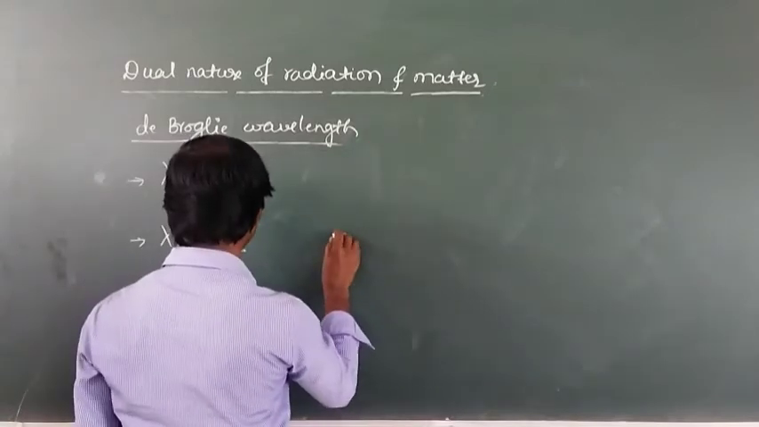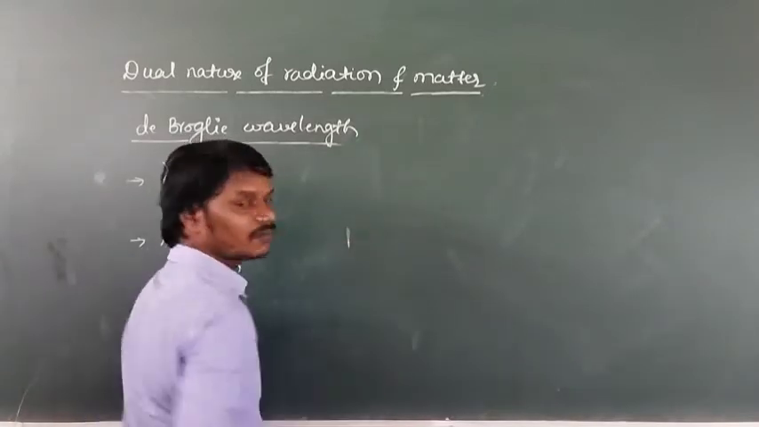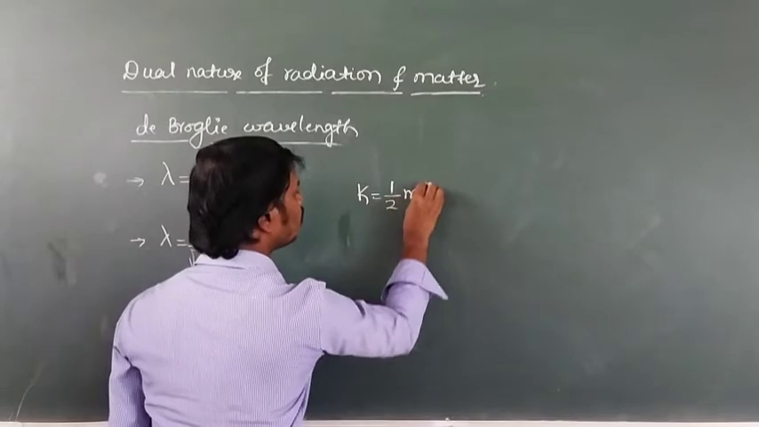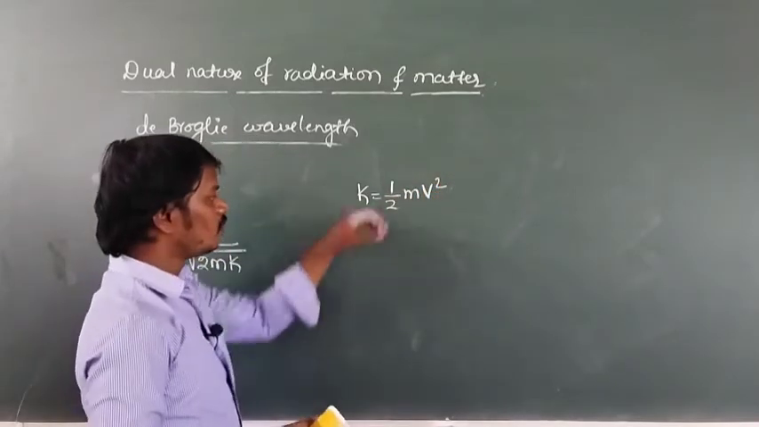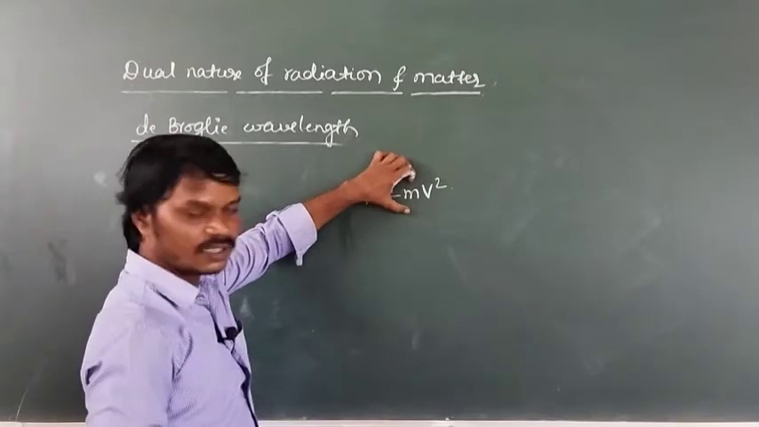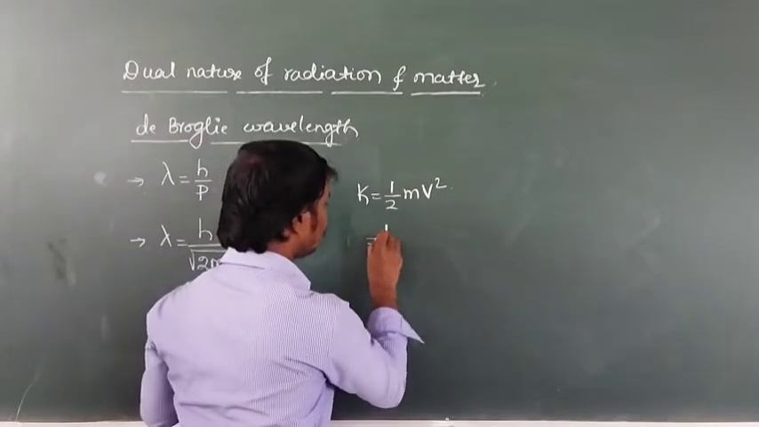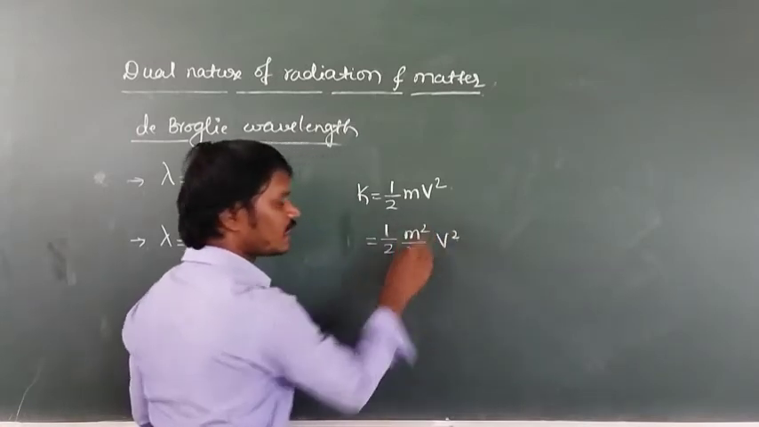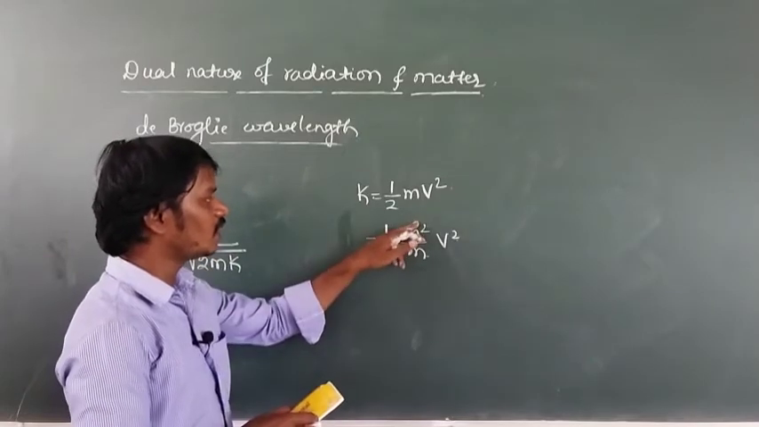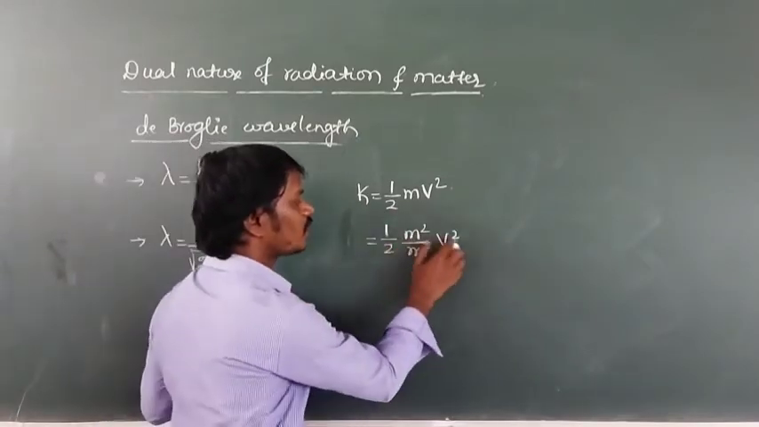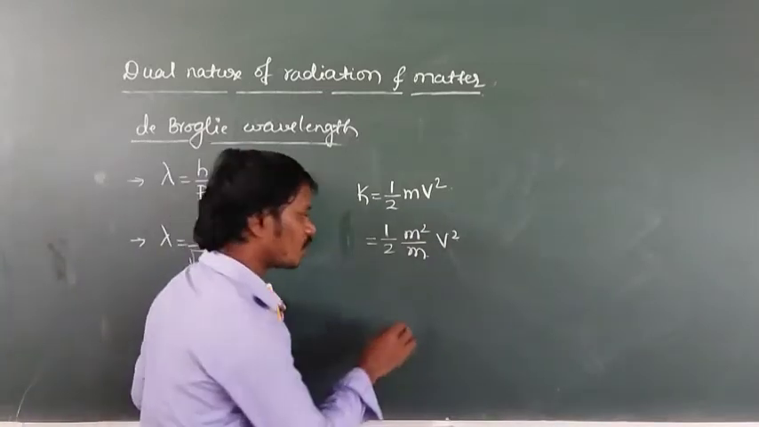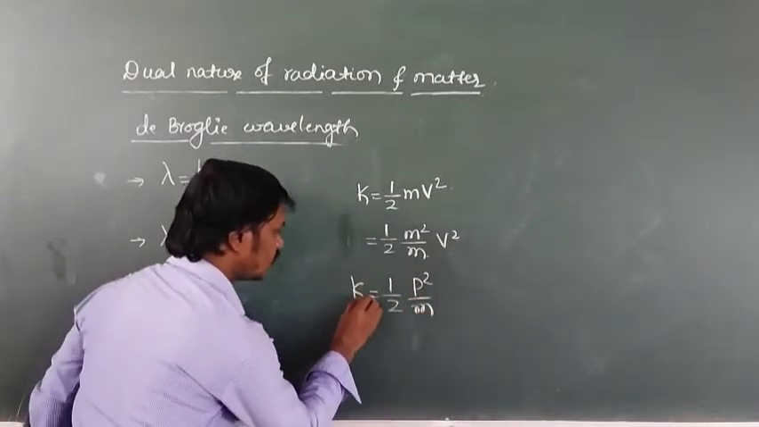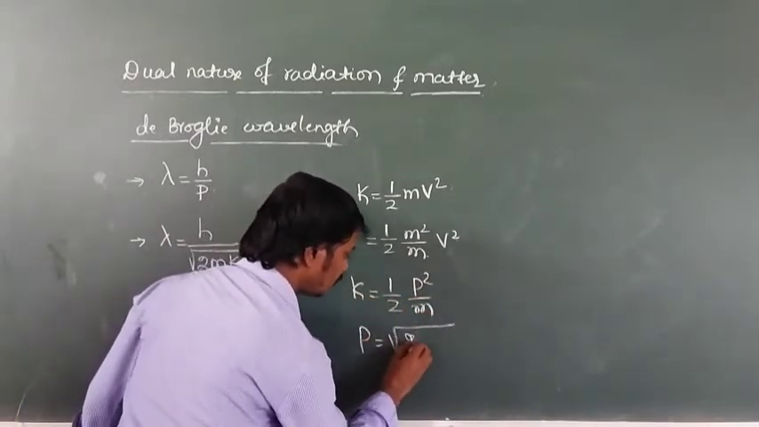So here, momentum. What is the formula for kinetic energy? That is k is equal to 1 by 2 m v square. Then I will multiply by m and divide by m. Multiplied by m, that is m square, divided by m into v square. What is m square into v square? That is p square, momentum square. So k is 1 by 2 p square by m. Then p is equal to square root of 2mk.